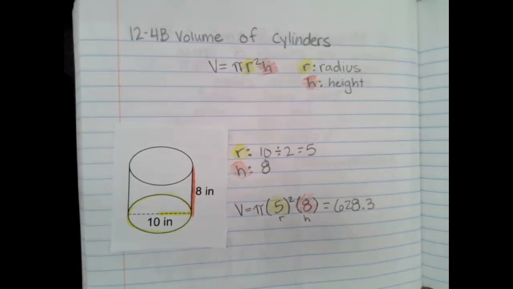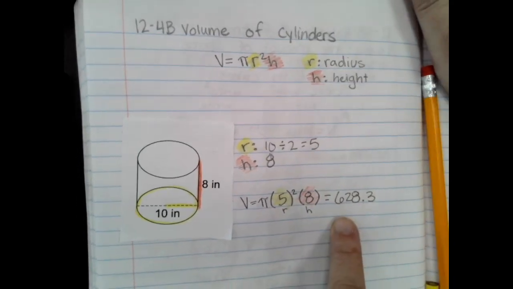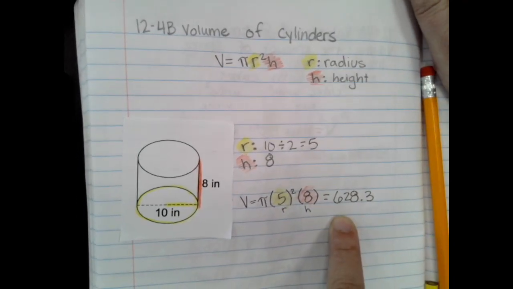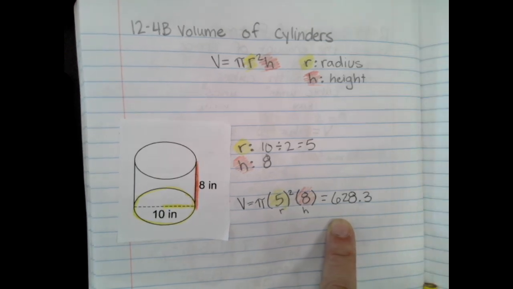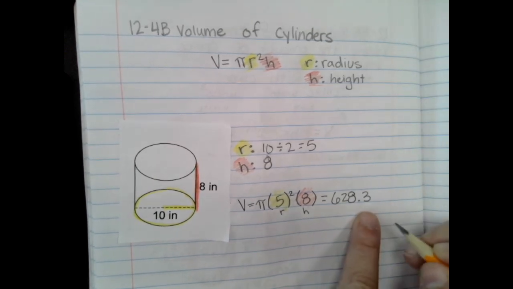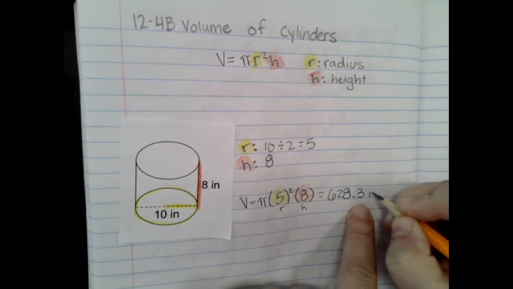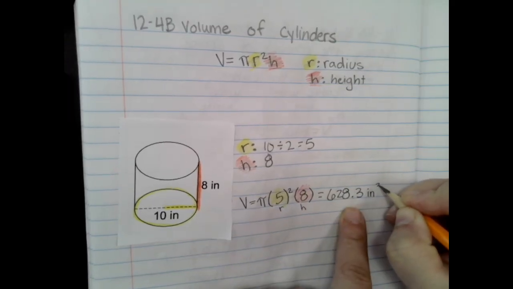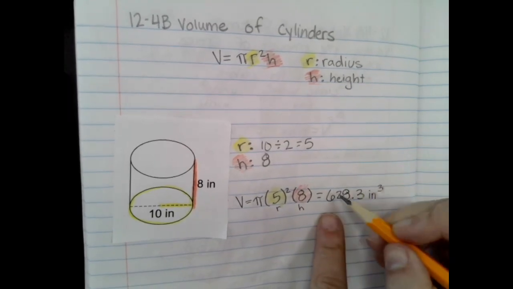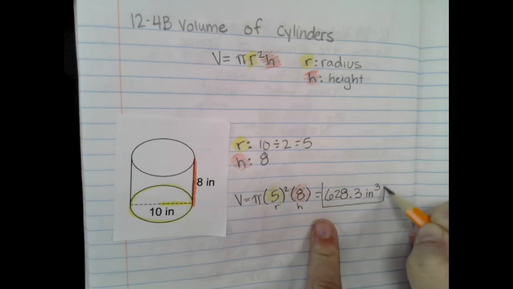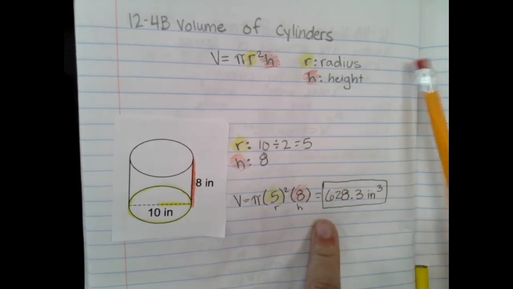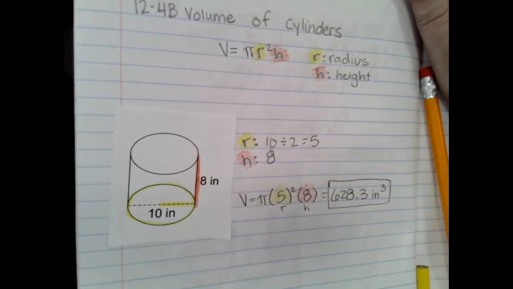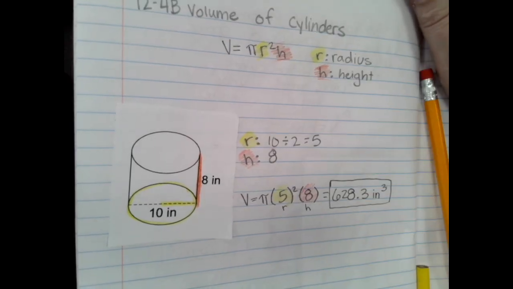Now remember, this is volume. So how are you going to say the units? Good, we use that word cubic. When I write it, I'm going to write in, which stands for inches, and then what exponent? 3 for volume. Volume, we're always using a 3. Area, we use a 2.